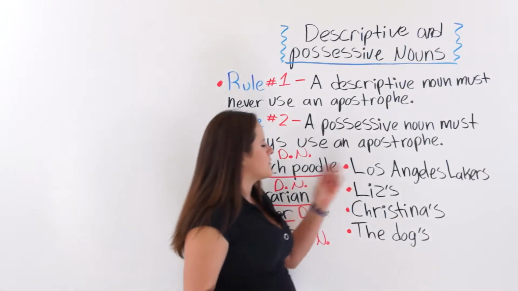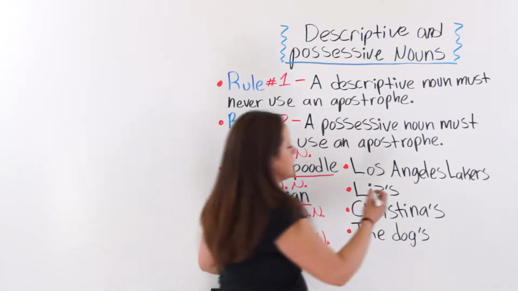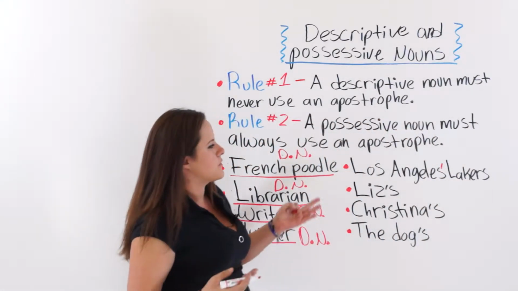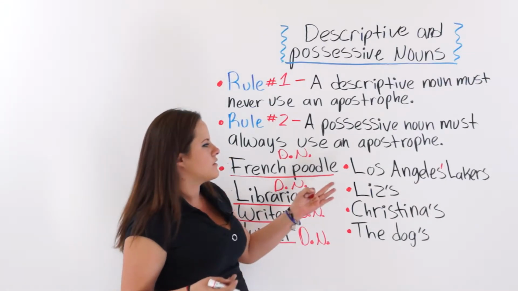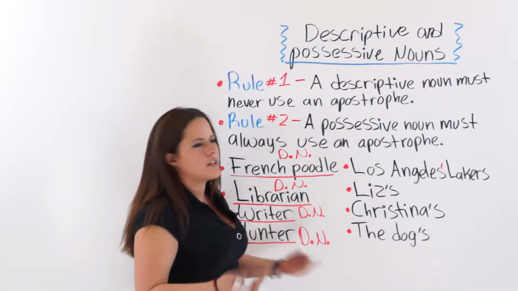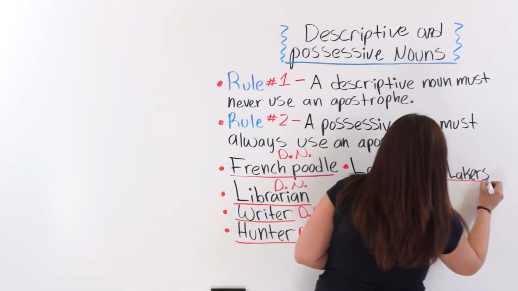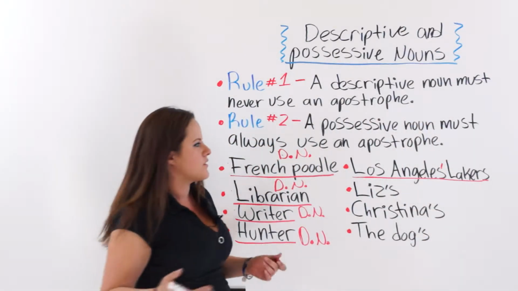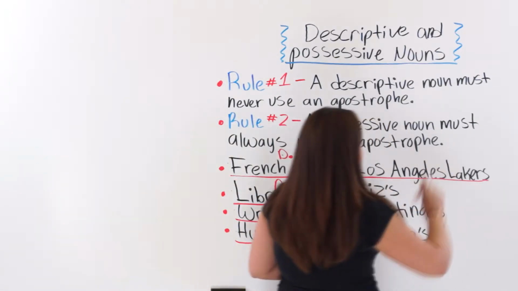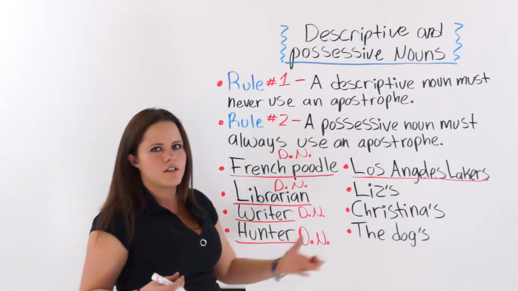The next ones are Los Angeles Lakers. Some people often do this by mistake. They put an apostrophe after Angeles. Los Angeles' Lakers, like if the Lakers belonged to Los Angeles. They do, but the full name of the team is Los Angeles Lakers. So you do not need an apostrophe because this is also a descriptive noun. Not Los Angeles' Lakers, Los Angeles Lakers.